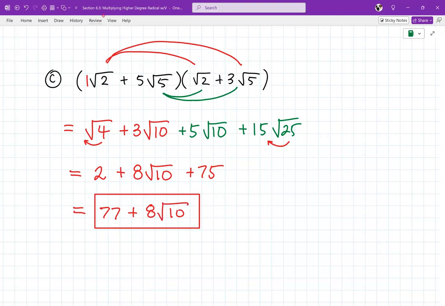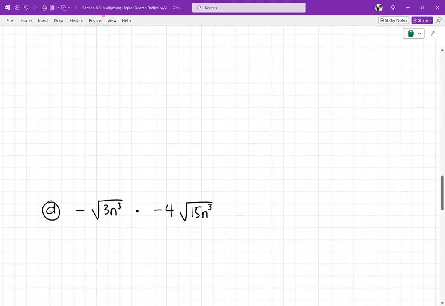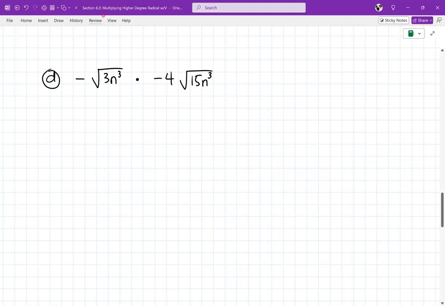And what do you guys think? Is this like crazy difficult? I mean, it's just multiplication, right? You just got to remember the outside numbers with the outside numbers, inside with the inside. And then you just got to simplify, which can be the tough part. Simplification can be the tough part.